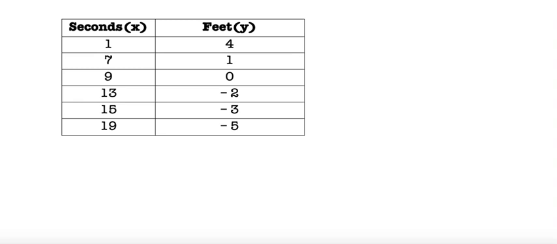Here in our next problem, our seconds is represented by x, and feet is represented by y. So in this sort of problem, something is probably decreasing, and then it ends up being below sea level because it gets into the negatives. So let's see how much our y is changing. From 4 to 1, there's a decrease of 3. From 1 to 0, there's a decrease of 1. From 0 to -2, there's a decrease of 2. From -2 to -3, there's a decrease of 1. And from -3 to -5, there's a decrease of 2.